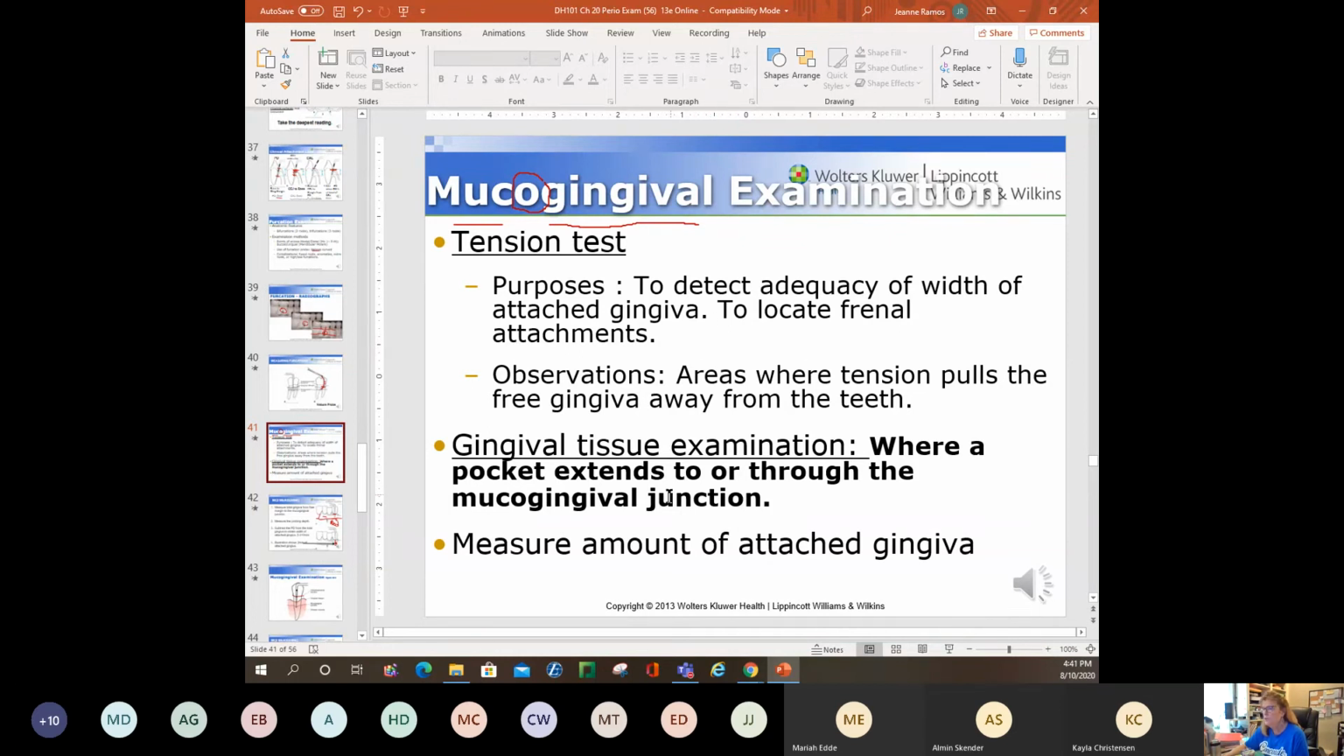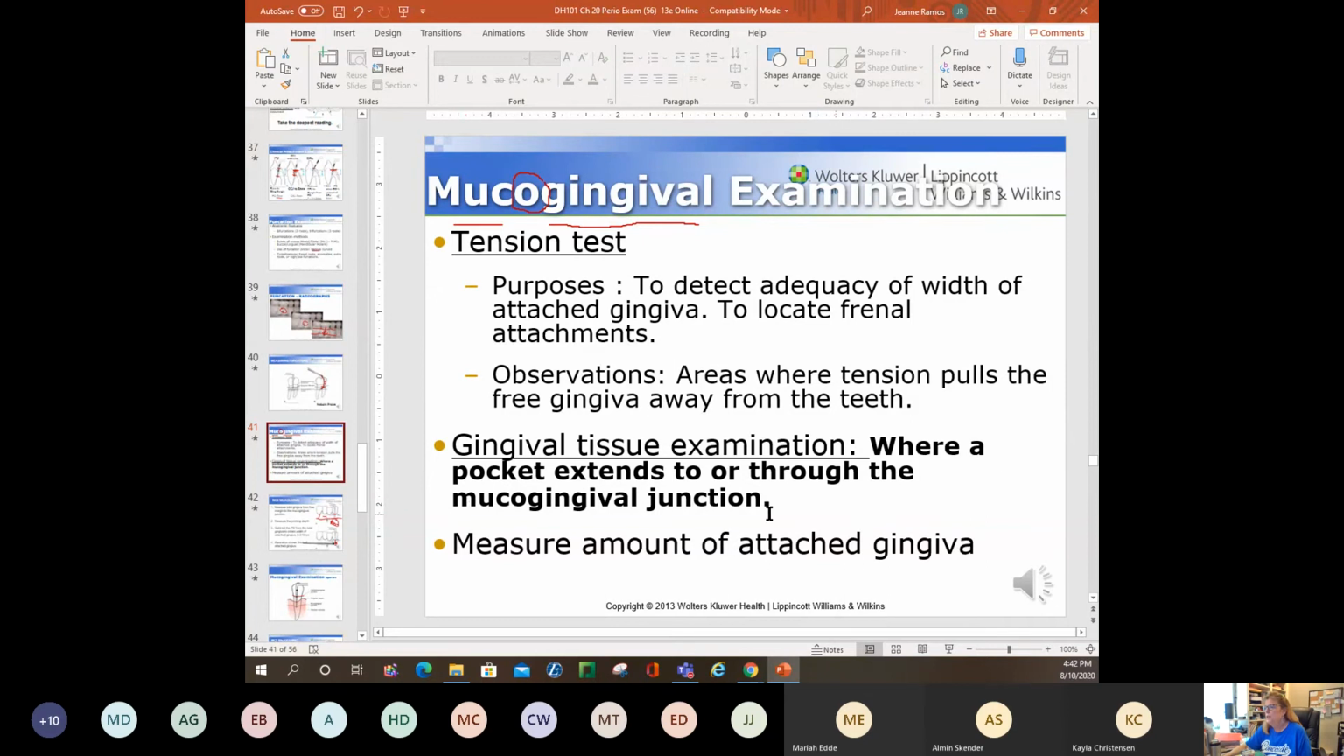A tension test is when you pull the lips out and look at all the frenum. We want to locate all the frenal attachments and see if they're where they need to be. It doesn't hurt the patient at all. I can show you how you can view the entire mouth in about 4 seconds.